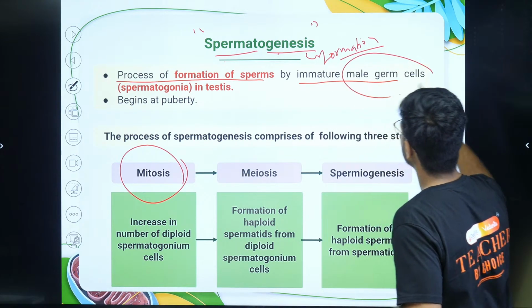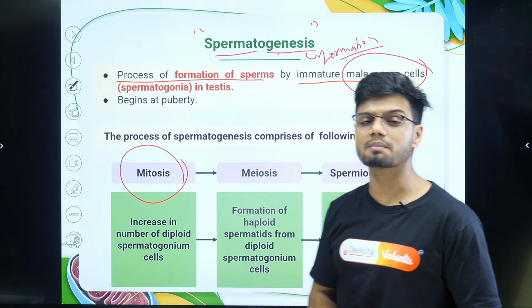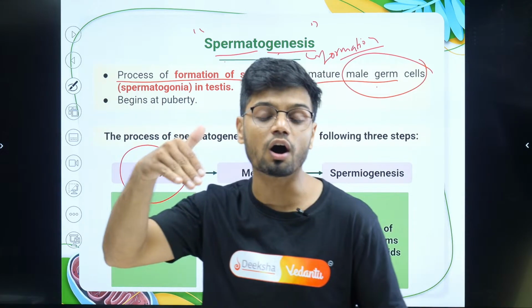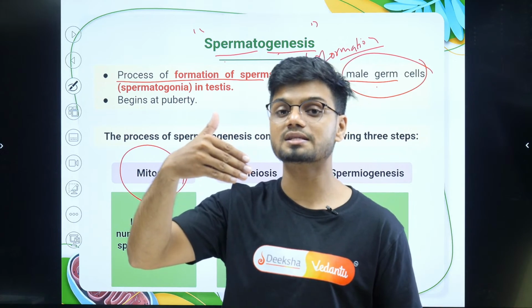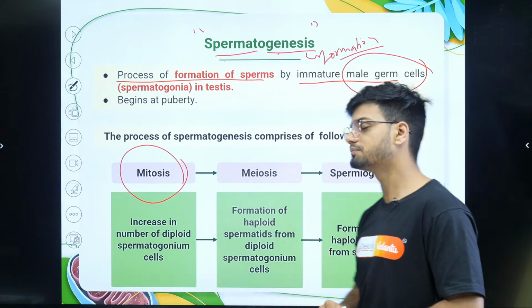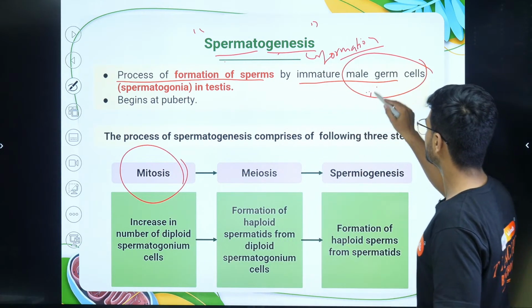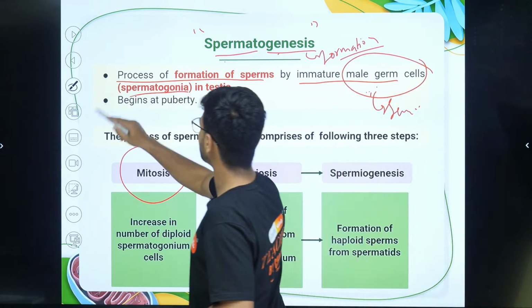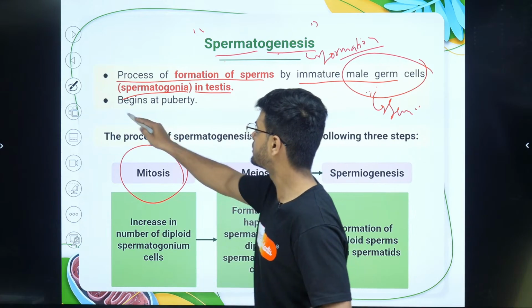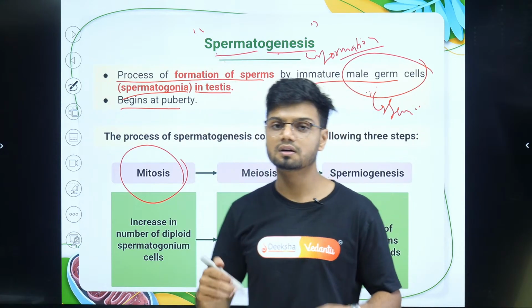This male germ cell is present where? Inside the lining of the seminiferous tubule along with the Sertoli cell. So this male germ cell is present in the seminiferous tubule. Spermatogonia in the testis begin at puberty. Spermatogenesis starts at puberty.